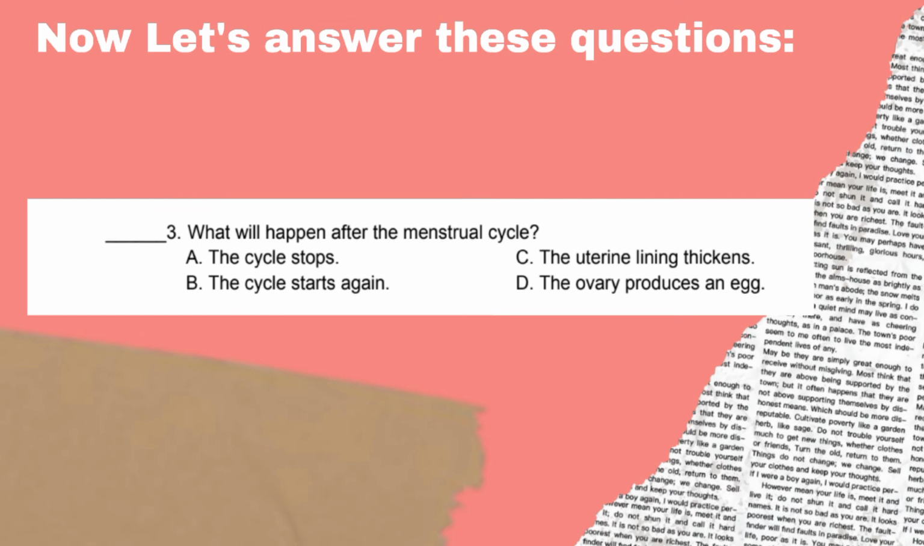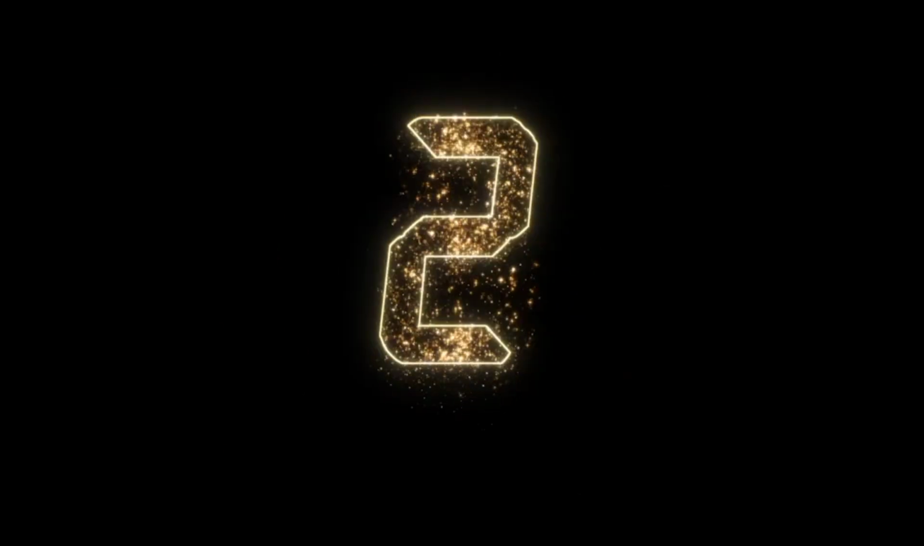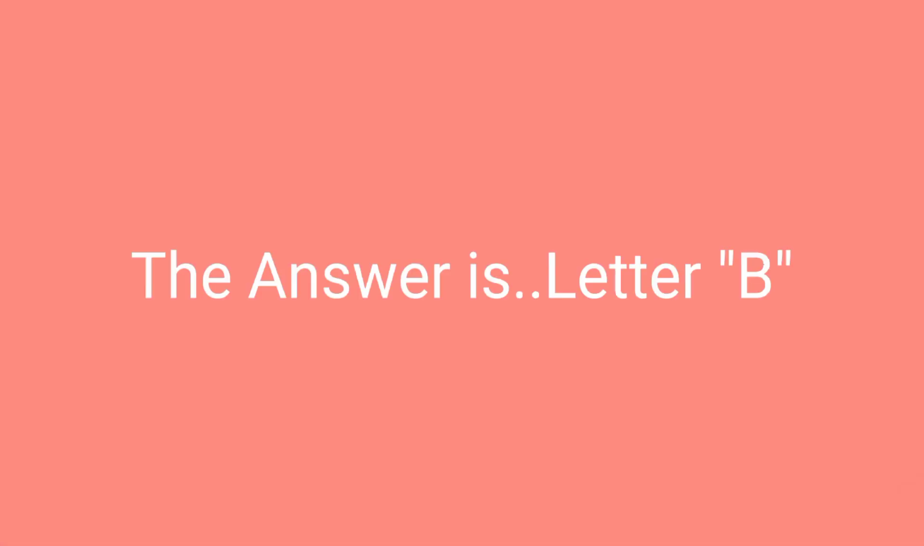What will happen after the menstrual cycle? A. The cycle stops. B. The cycle starts again. C. The uterine lining thickens. D. The ovary produces an egg. The answer is letter D.